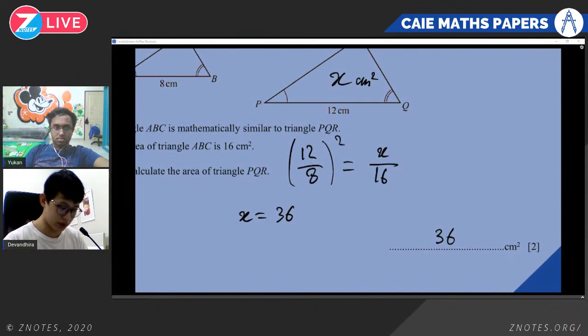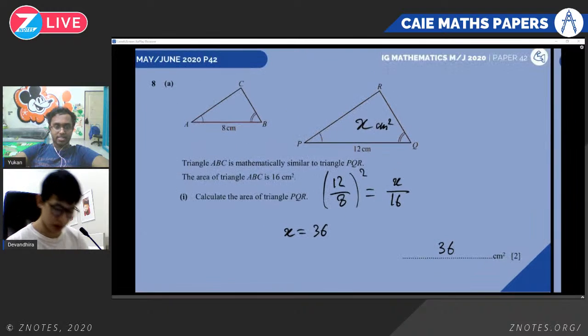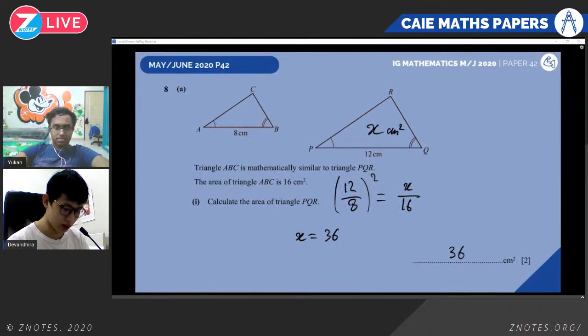So of course we can just multiply 16 both sides. So you have 16 times 12 over 8 square, and you should get 36. Is this the correct answer, Yugan? Yeah, that's the answer. All correct, right. Then just put that in, and that's it.